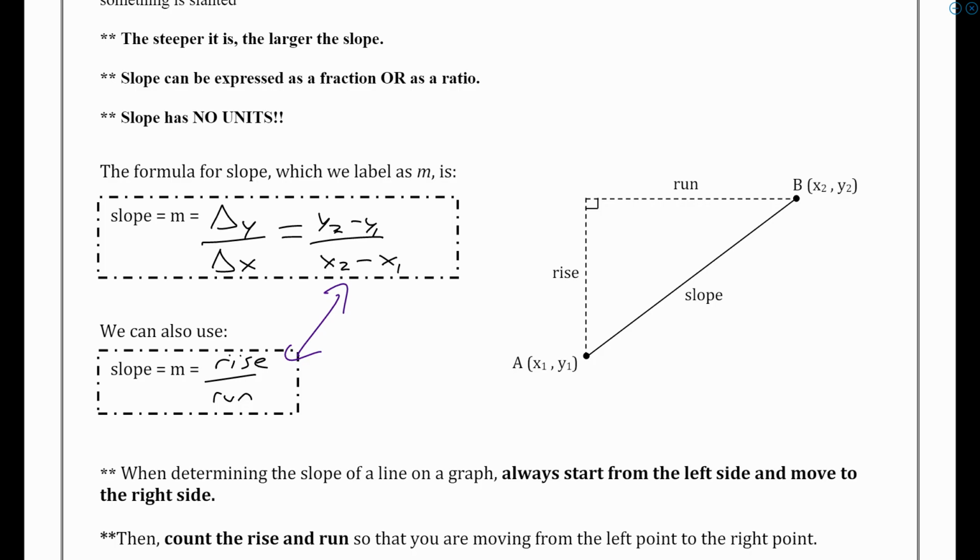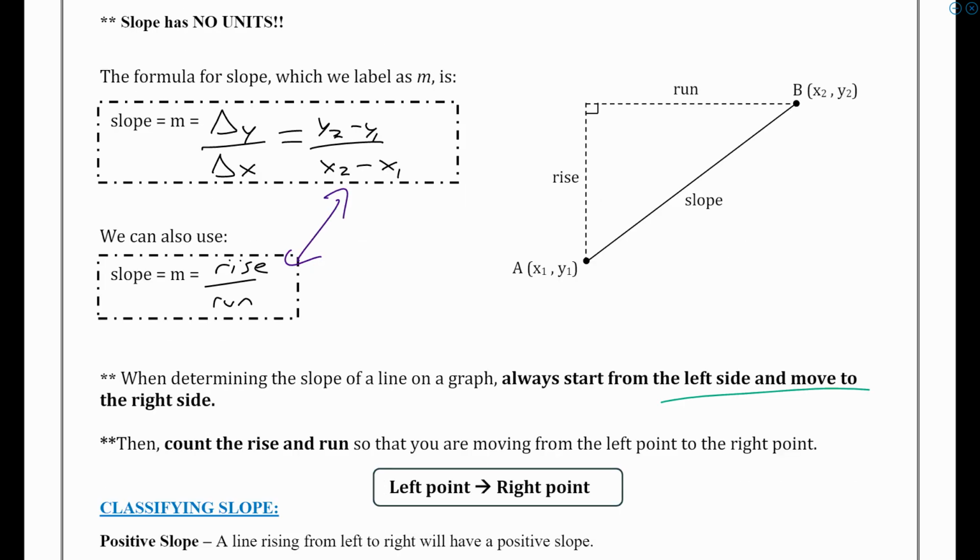Now, when you're determining slope, this is that piece from Slope Dude, you always start from the left and work your way to the right. Slope, if it goes up from left to right, is positive. If it goes down from left to right, is negative. If it stays flat, is a slope of 0. And if it is a straight up line, then it's undefined. So that's the classification thing.